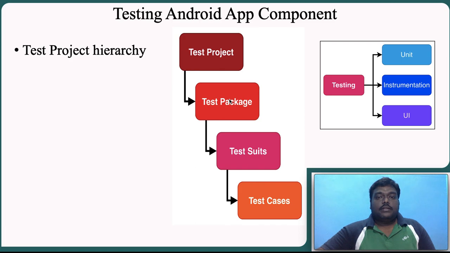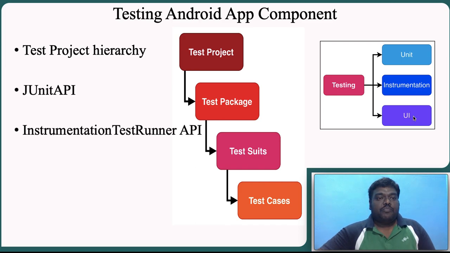In case of Android, we have three types of testing: unit testing, instrumentation testing, and UI testing. There are two APIs used for testing: one is the JUnit API and another one is the instrumentation test runner API.